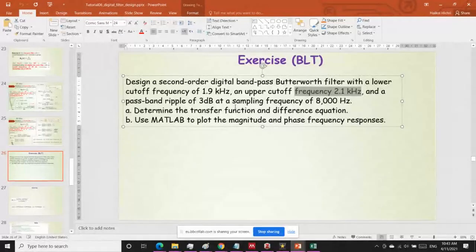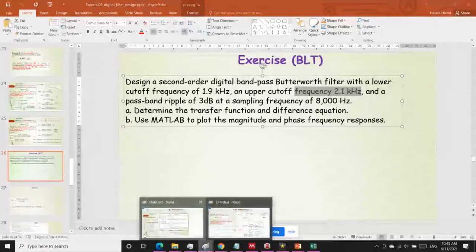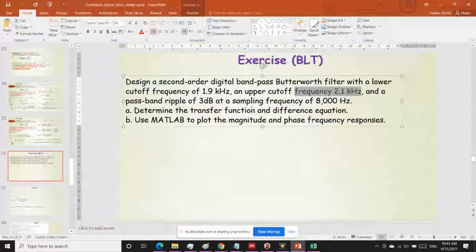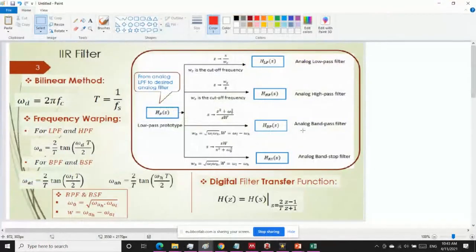So we start from the prototype, the low pass prototype. Same idea, but what do we need? Band pass. So which part are we going to use? Band pass, this one. We are going to use this one to find the analog filter.